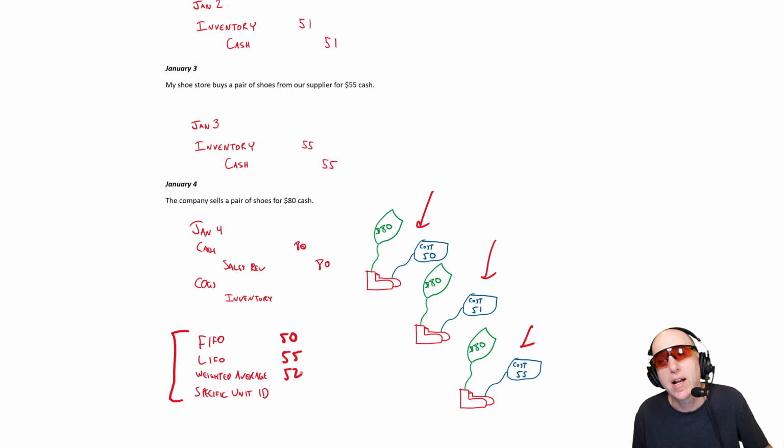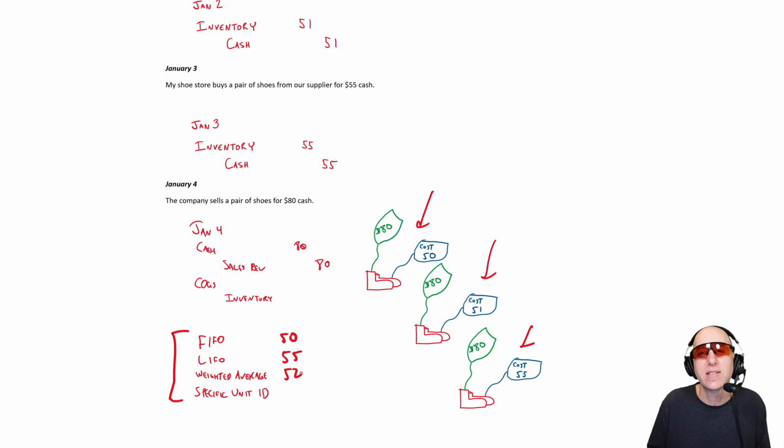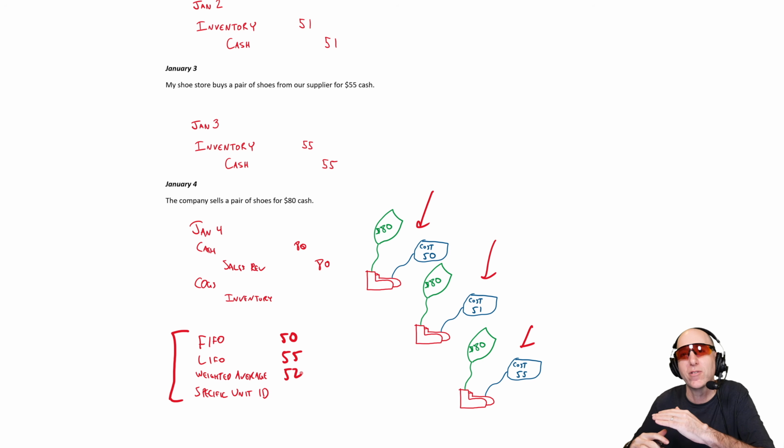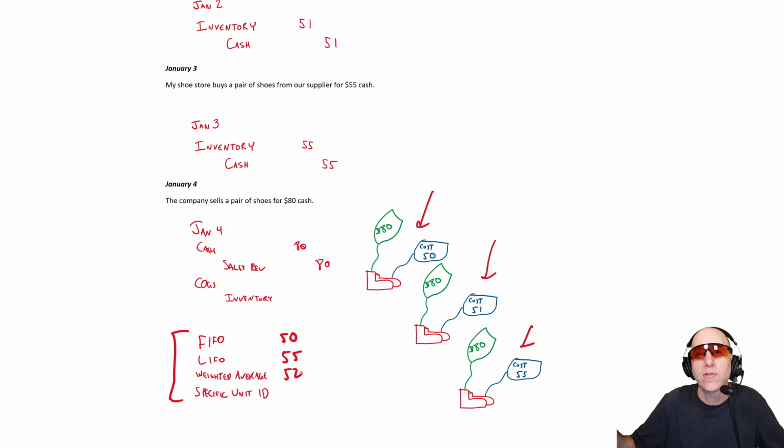And specific unit ID, you wouldn't really use for shoes necessarily, but like my cousin is an antique dealer. Funny job to have. If somebody comes into a shop and buys a table, he doesn't go, well, what's the average cost of my tables? He'll go, well, that's the 1938 oak table, and my cost on that is this. And if you bought the 1982 walnut table, my cost would be that, right? He wouldn't say, what's the average table or what was the first table in? No, they're all different. They're treated differently.